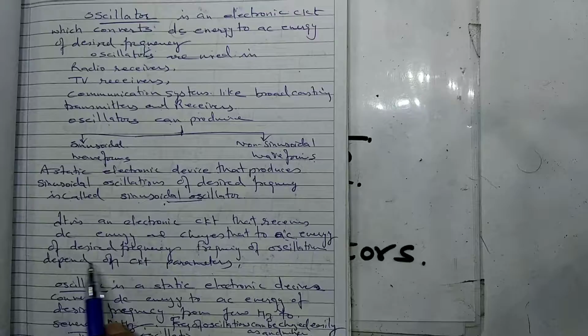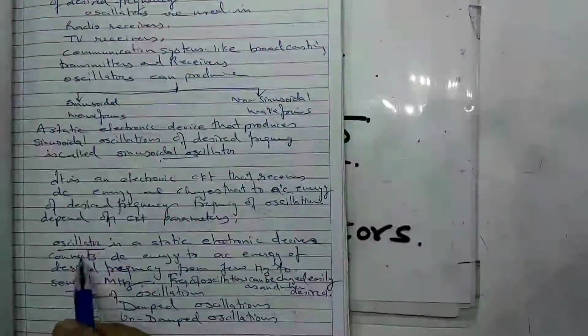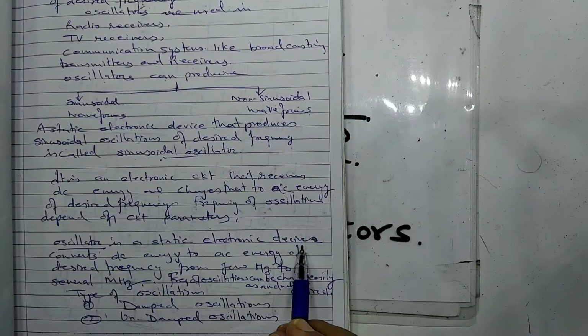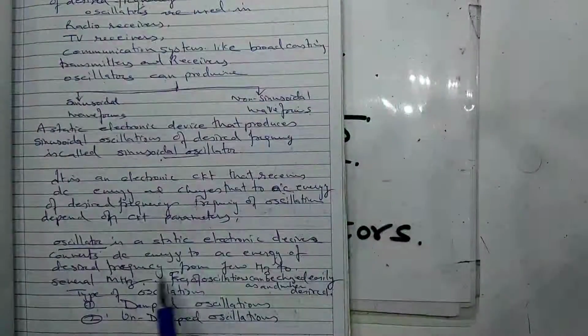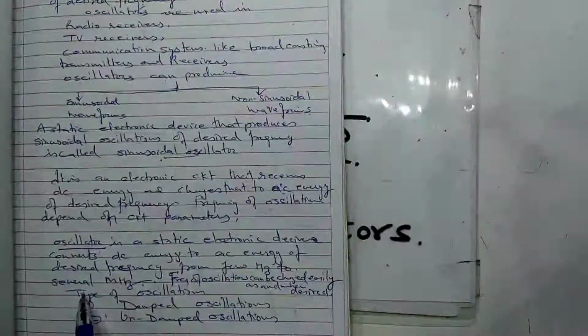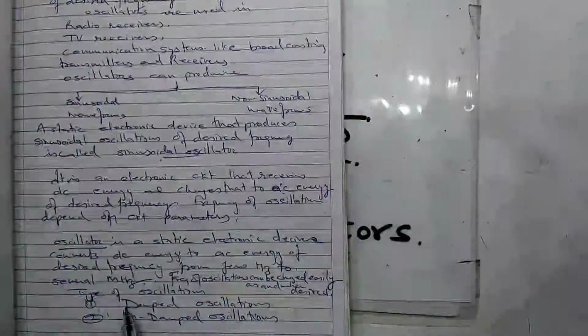Frequency of oscillations depends on circuit parameters. Now, an oscillator is a static electronic device which converts DC to AC energy of desired frequency from a few hertz to several megahertz. The frequency of oscillations can be changed easily as and when desired.